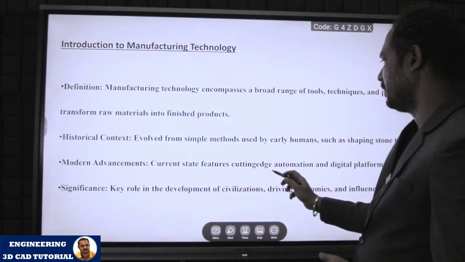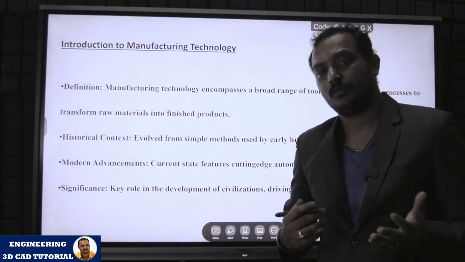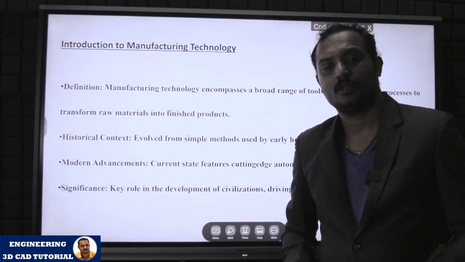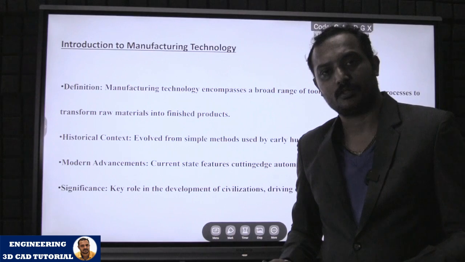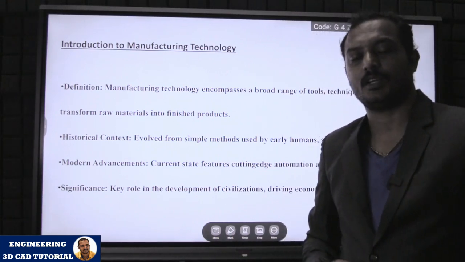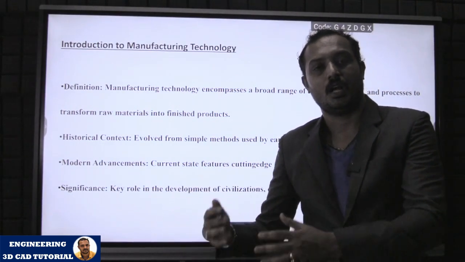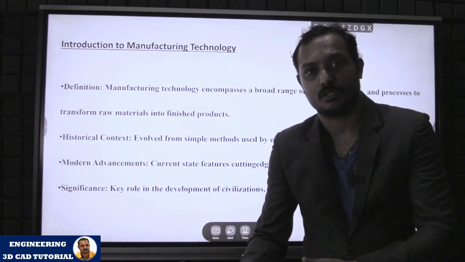So nowadays you are in a cutting edge automation and digital platform. Later, because initially we didn't have the industrial revolution, so we didn't know how to manufacture. Even when goods were produced, a raw material produced in country A, the entire raw material would be carried to country B, and there they would do the processing of that.